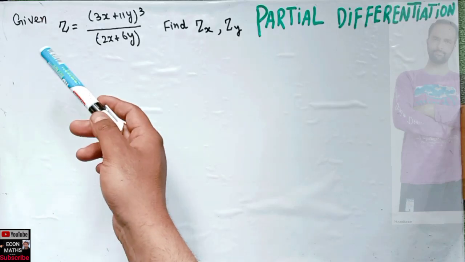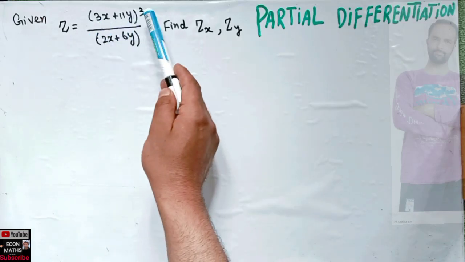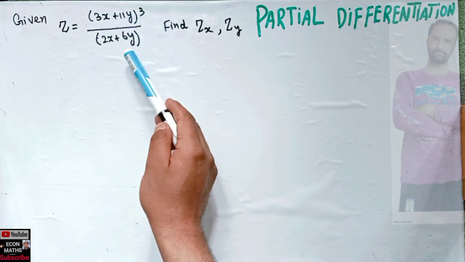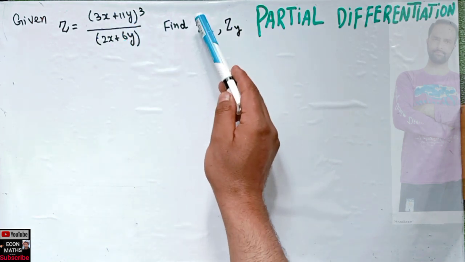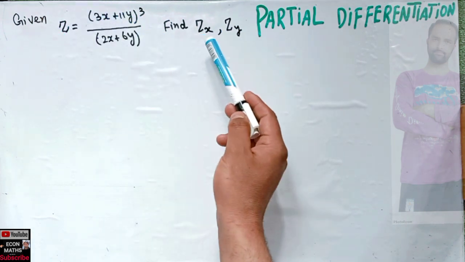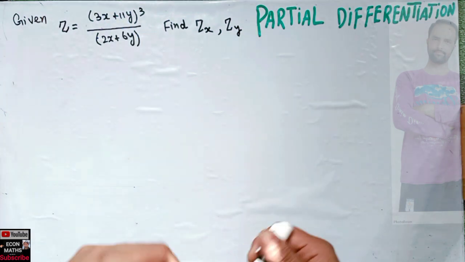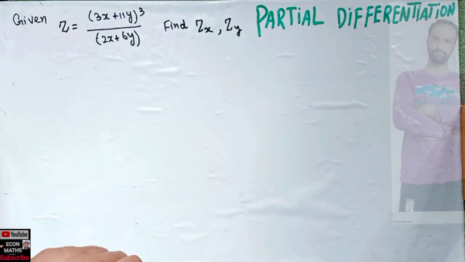Given a multivariate function z is equal to (3x plus 11y) whole cube upon 2x plus 6y. Find zx and zy, where zx is the partial derivative of this function with respect to x and zy denotes the partial derivative of this function with respect to y. So how do we solve this very question?